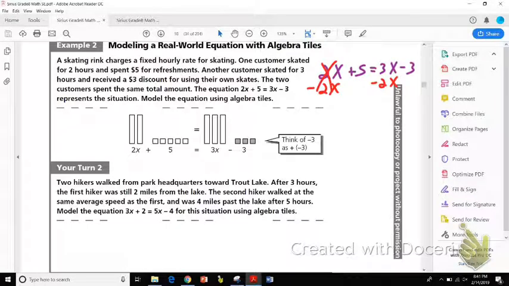So those cancel out. We haven't done anything to our 5, so let's bring that straight down. Is equal to 1x minus 3. Now we add 3 to both sides, ladies and gentlemen, and we've established that x is equal to 8.